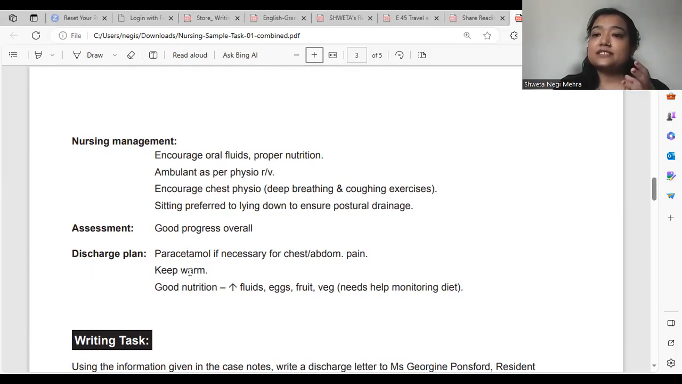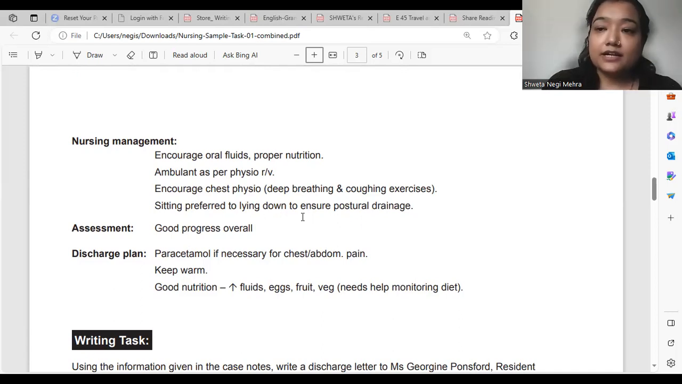So the discharge plan is something you write while you are writing the letter. दूसरी countries में, foreign countries में, it's very prevalent that you write it. जब आप लेटर लिखते हो तो आप उनके जीपी को लिखते हो, या वो जहां से आए हैं वहां लिखते हो. तो वहां पे you have to kind of write the discharge plan as well.